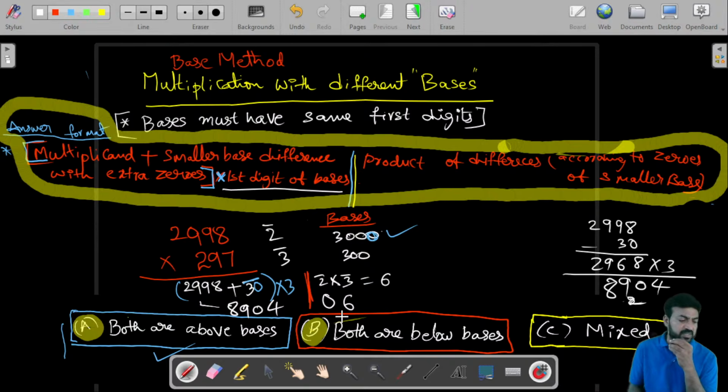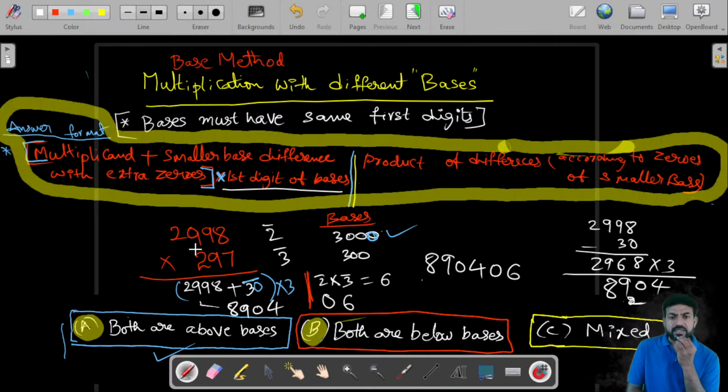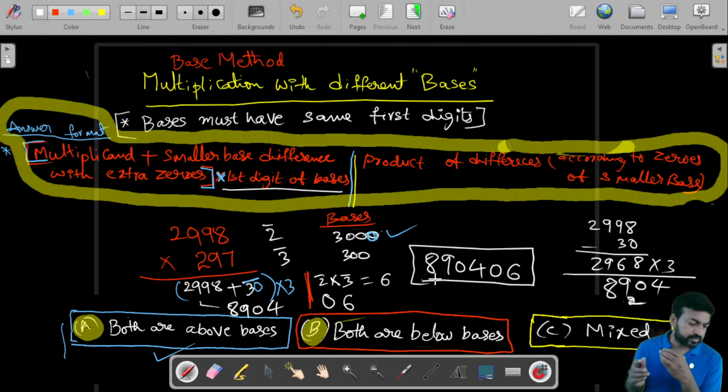The second part is 06. So the complete answer is 890406. See, this is 4 digit and this is 3 digit, so the answer will be either 6 digit or 7 digit. We got a 6 digit answer. You can check using the digital root also.